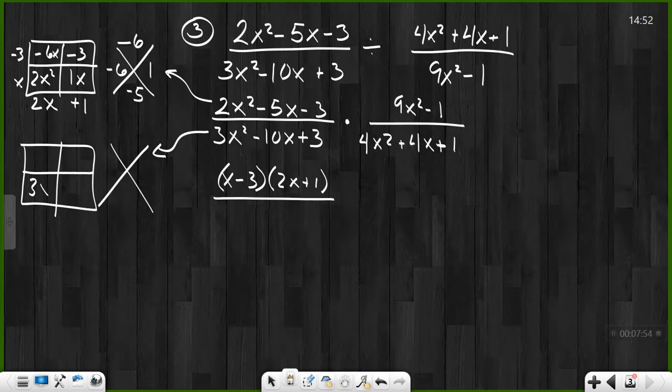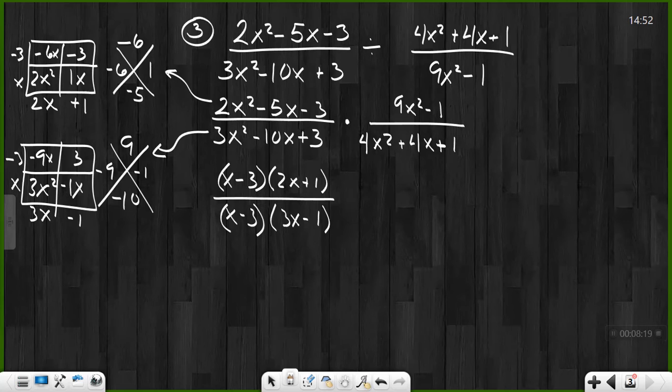giving me 3x squared bottom left, 3 top right, giving me a product of 9 and a sum of negative 10. All right, and when I look at that, I go, all right, that's negative 9 and negative 1, giving me negative 9x, negative 1x, and I pull out my GCF again in my rows and columns, giving me x minus 3, conveniently, and giving me 3x minus 1.